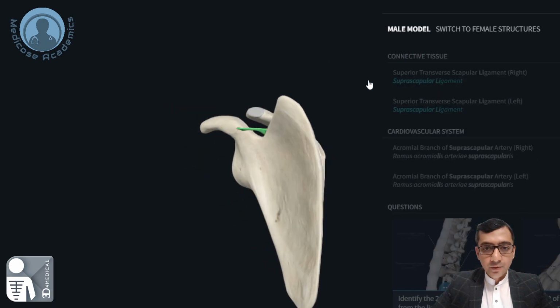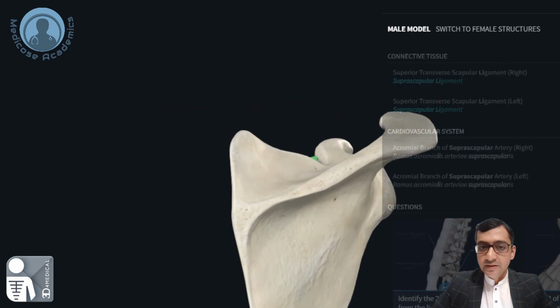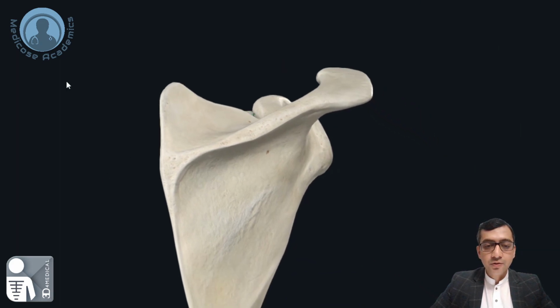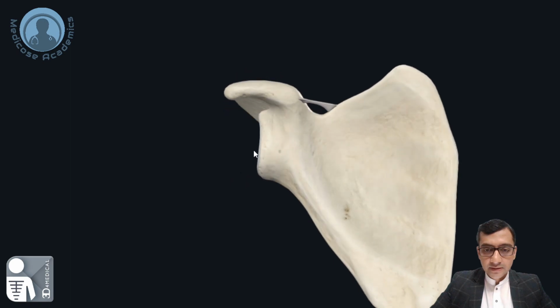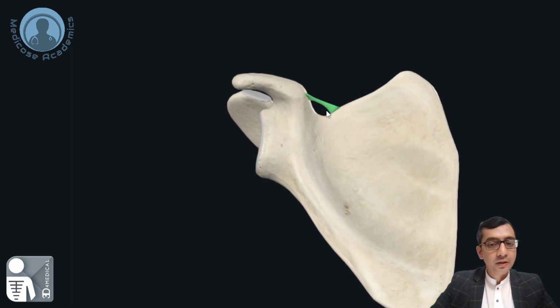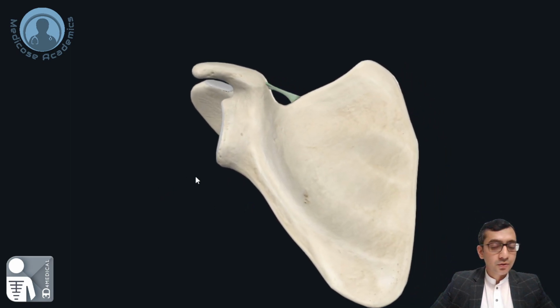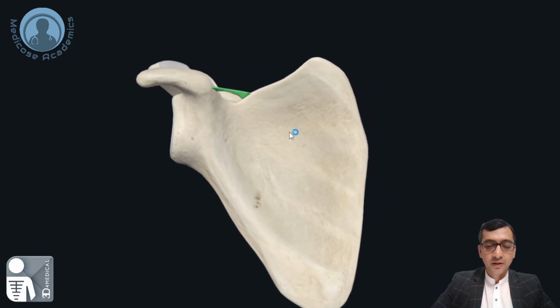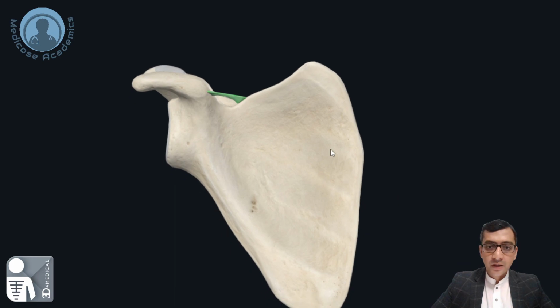This is the suprascapular ligament that bridges this notch, and it converts this notch into a foramen. See, this is the suprascapular ligament or transverse ligament. This that is in the notch. This is the superior border.